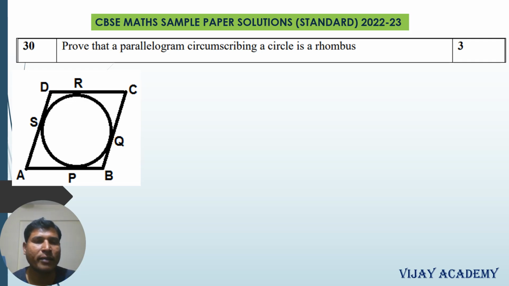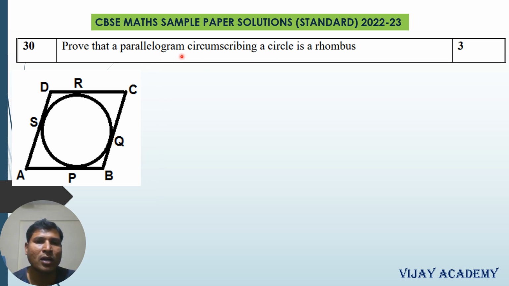In this video, I'll be explaining question number 30 from the sample paper. So the question is, prove that a parallelogram circumscribing a circle is a rhombus. So we are supposed to prove that a parallelogram is a rhombus. So here it's given that parallelogram circumscribing a circle. Let us understand this first.